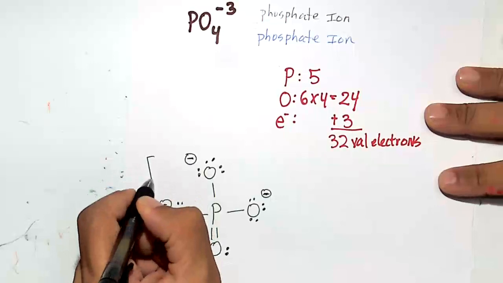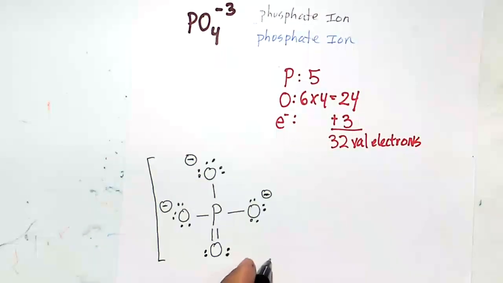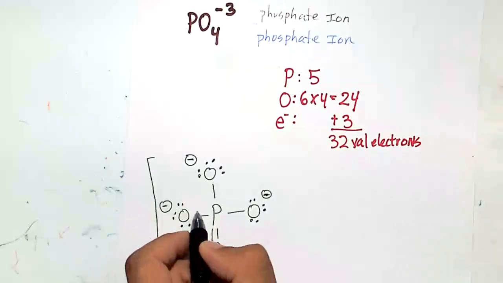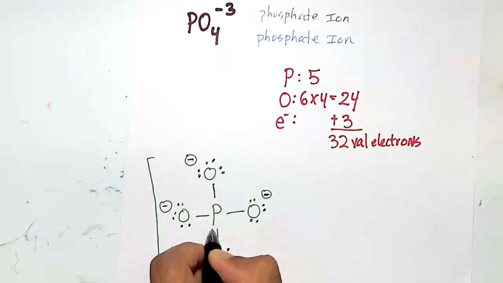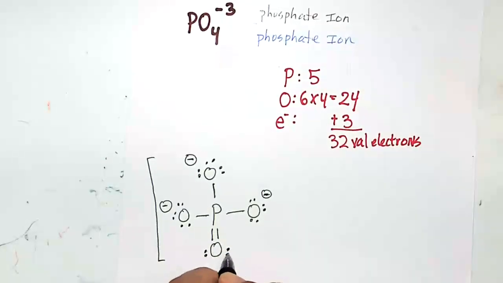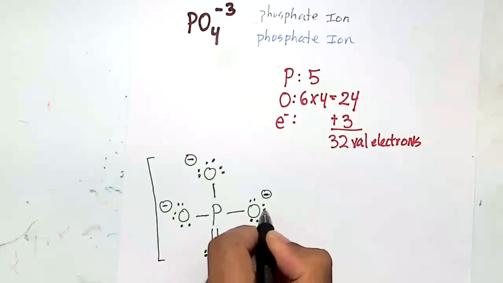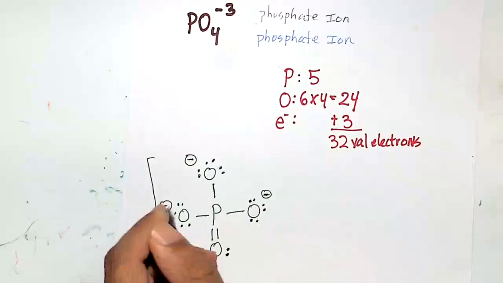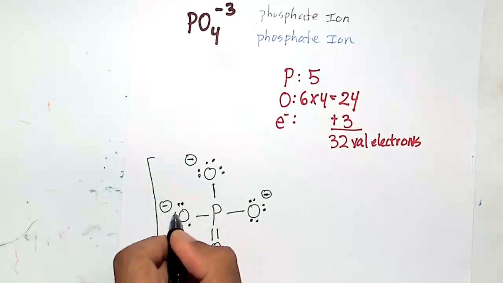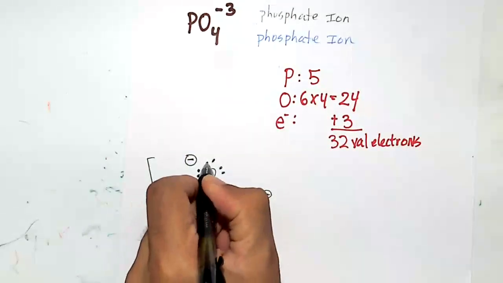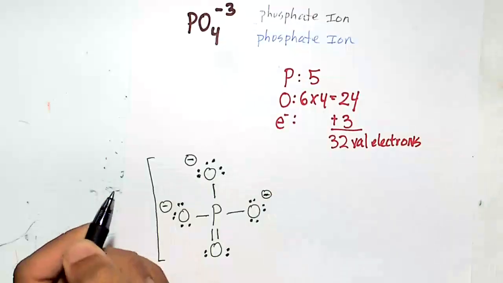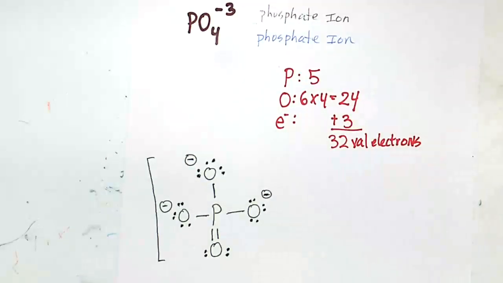Okay, let's count all our electrons to see we have 32. Ready? Count with me. We have to make sure we have 32. So 1, 2, 3, 4, 5, 6, 7, 8, 9, 10, 11, 12, 13, 14, 15, 16, 17, 18, 19, 20, 21, 22, 23, 24, 25, 26, 27, 28, 29, 30, 31, 32. This is the right structure.